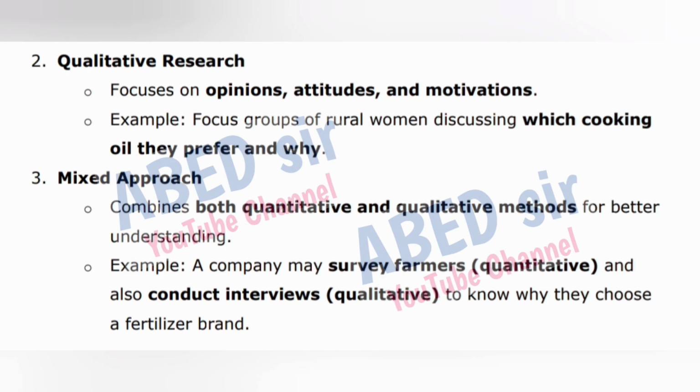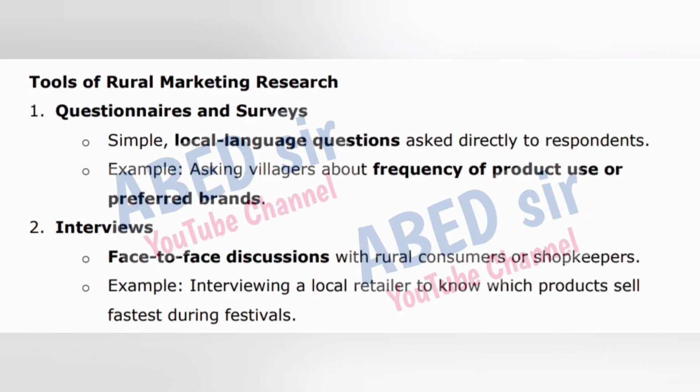3. Mixed approach. Combines both quantitative and qualitative methods for better understanding. Example, a company may survey farmers, quantitative, and also conduct interviews, qualitative, to know why they choose a fertilizer brand. Tools of rural marketing research. 1. Questionnaires and surveys. Simple, local language questions asked directly to respondents. Example, asking villagers about frequency of product use or preferred brands.